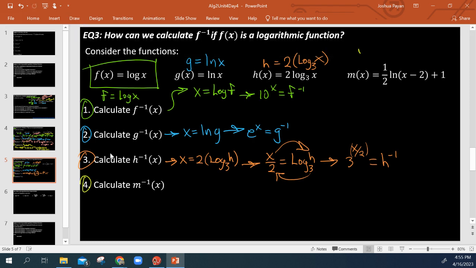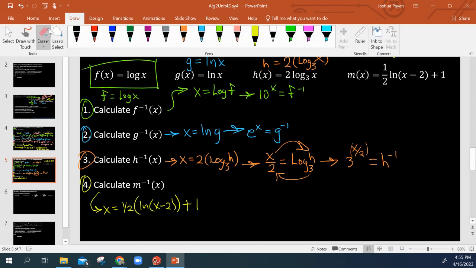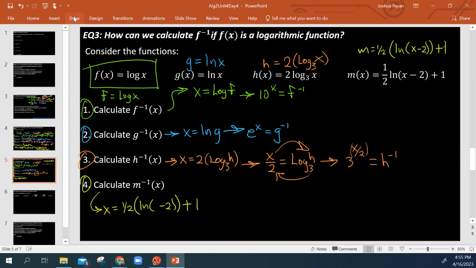Okay, so m equals 1/2 times natural log of x minus 2, all plus 1. Okay, so obviously, first step, flipperoo. So we're going to say x is equal to 1/2 times natural log of x minus 2, all plus 1. Okay, oops, forgot to flip the x. That should be an m. Okay, now we're good.